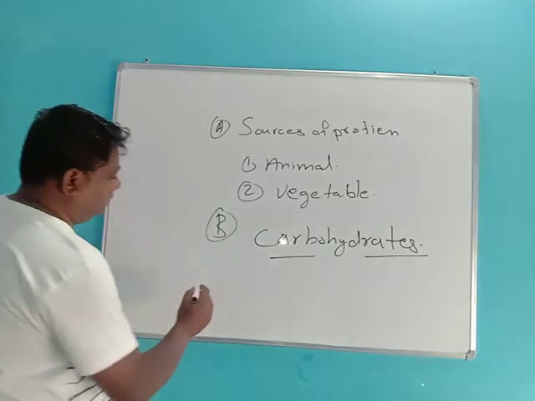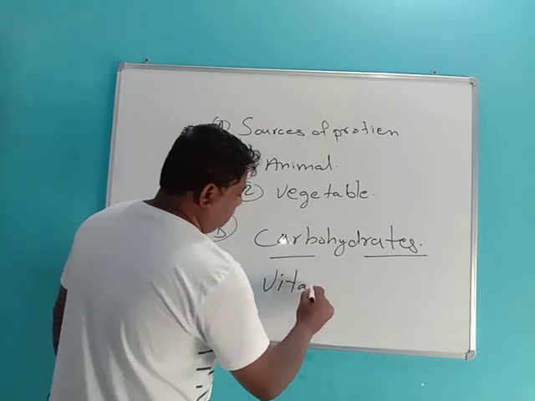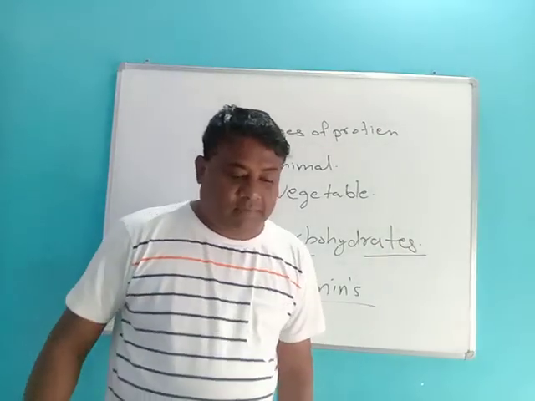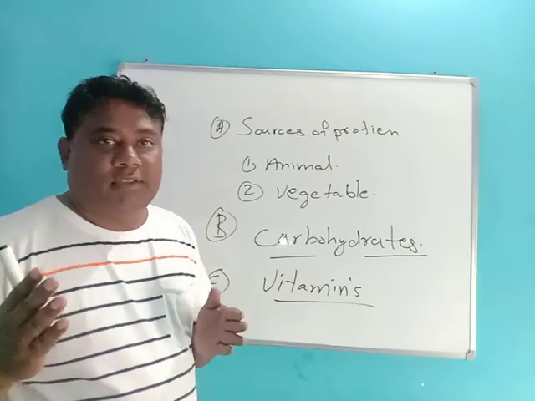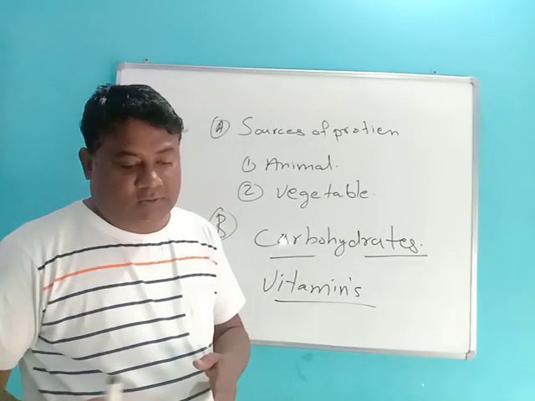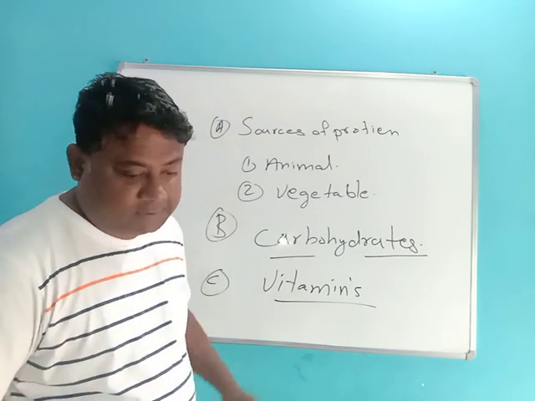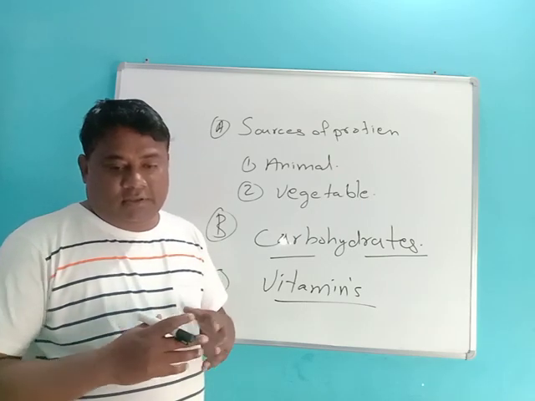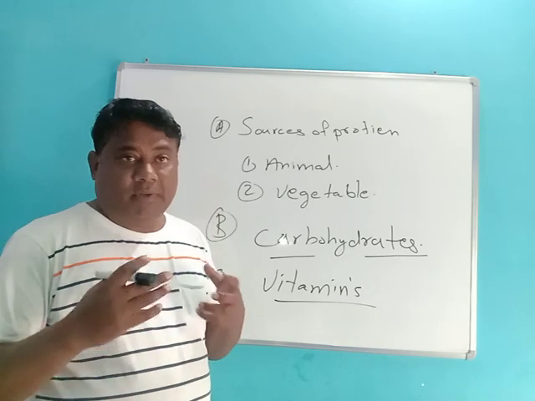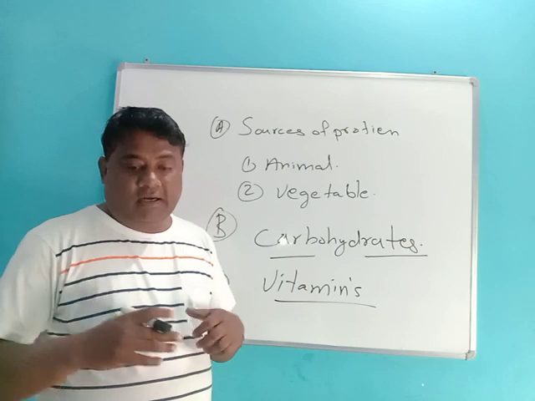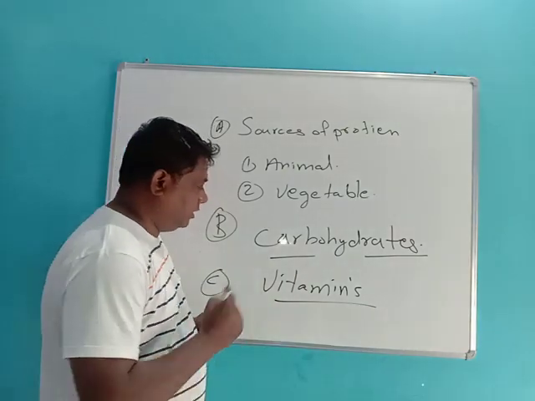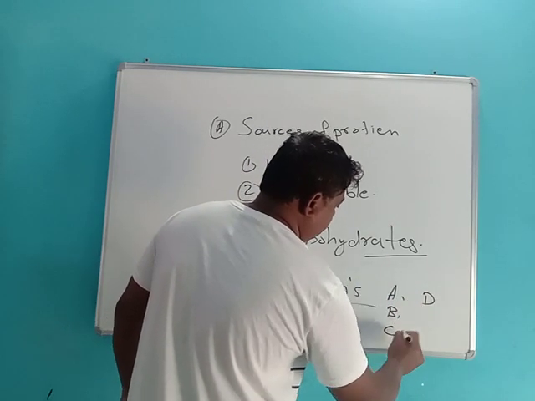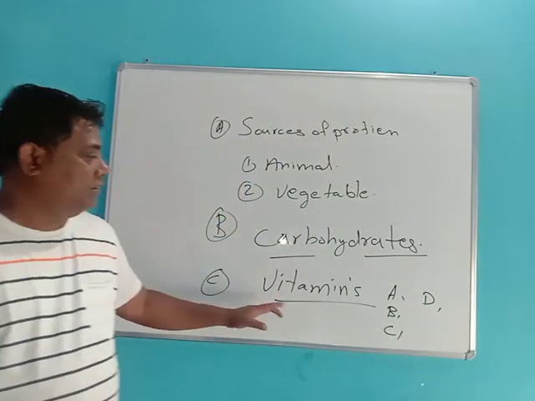Then we have vitamins. Vitamins are also very essential. Later on, they are divided into fat soluble and water soluble. Vitamin A is very important. Vitamin A is mainly found in milk, curd, and egg yolk. Vitamins A, B, C, and D are the vitamins that we find.